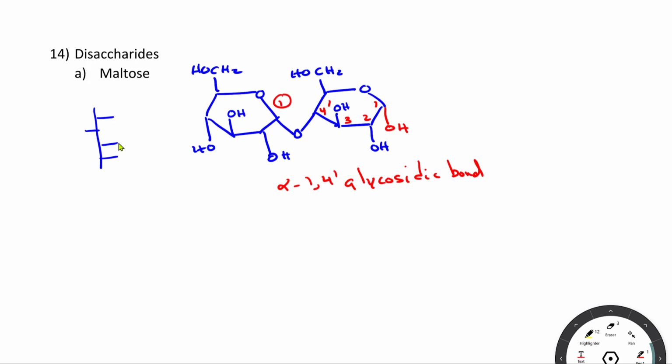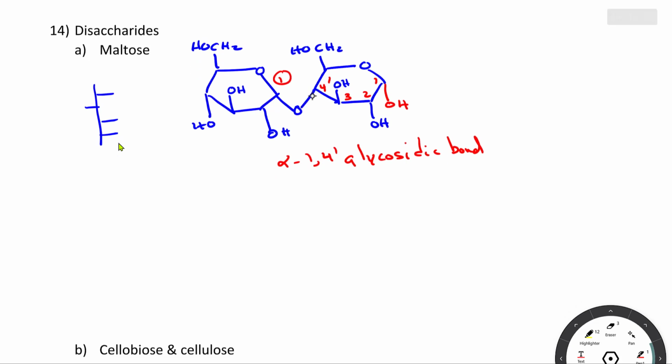Now you'll notice on carbon number 4, this one's pointing down. It's pointing down because in glucose it has to point down. So this is glucose, right? This is glucose connected in an alpha 1,4 glycosidic bond. The alpha form for maltose, so this is what makes maltose.